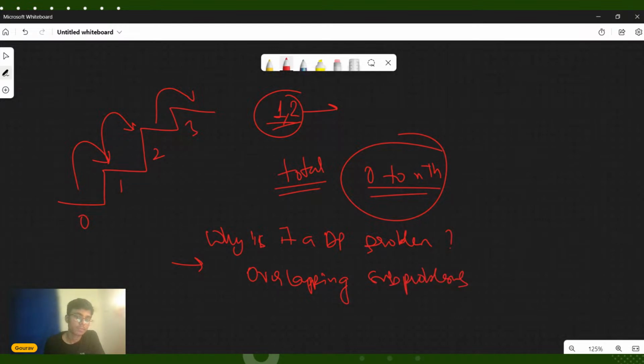Anyone? Yeah. Rishit, can you tell me why exactly we have an overlapping sub-problem in this case, and why can we apply dynamic programming? Yeah, Rishit, you can tell me.